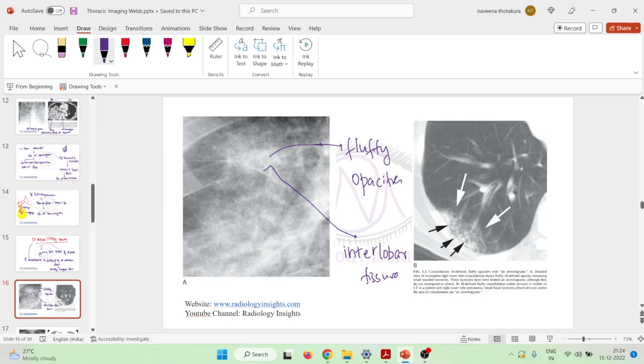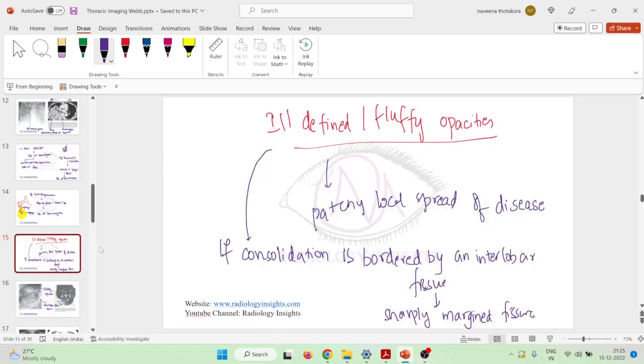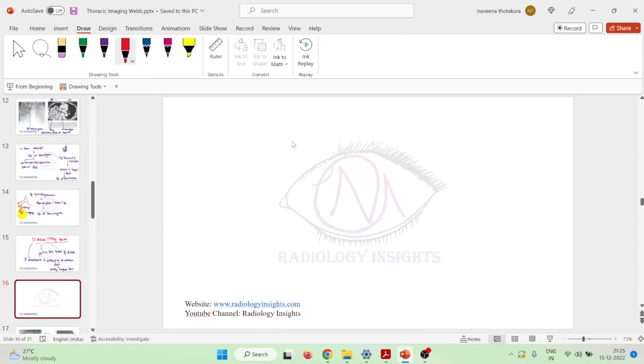Here you can see some areas of air alveolograms, and you can also see focal lucencies. We will see these again now. You have seen the fluffy opacities with the interlobar fissure. Next, we have air alveolograms. After the fluffy opacities, another finding which we can see associated with consolidation is air alveolograms.